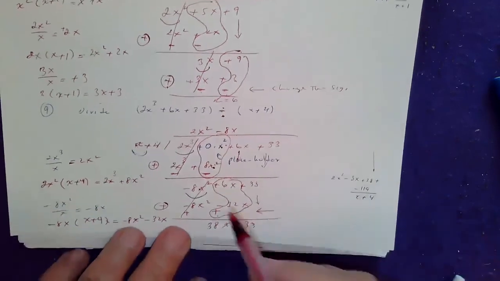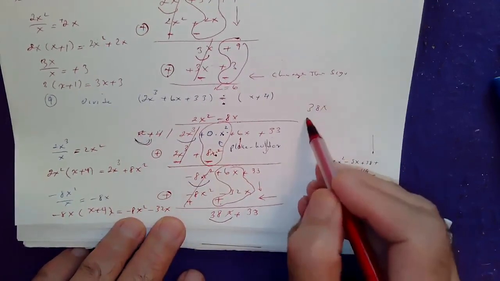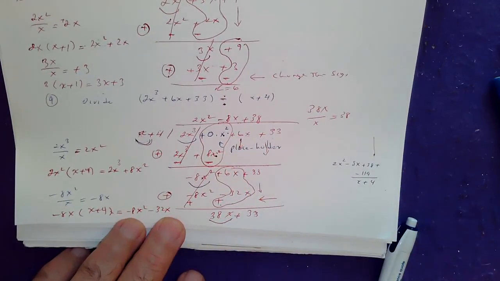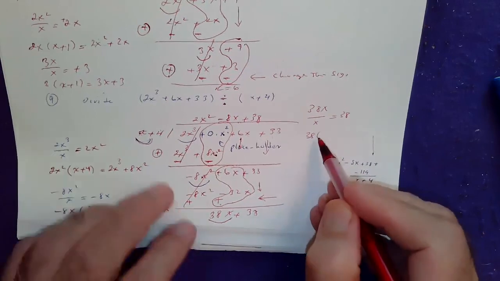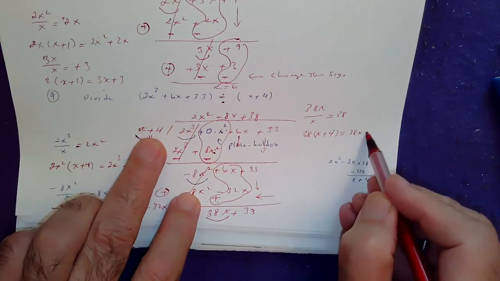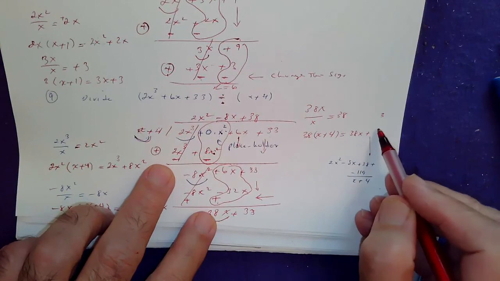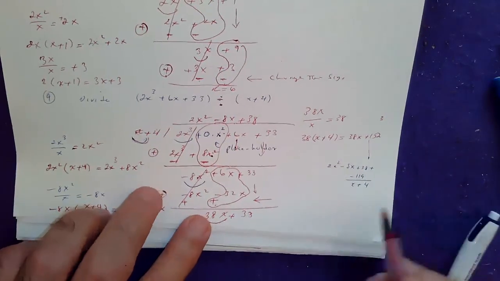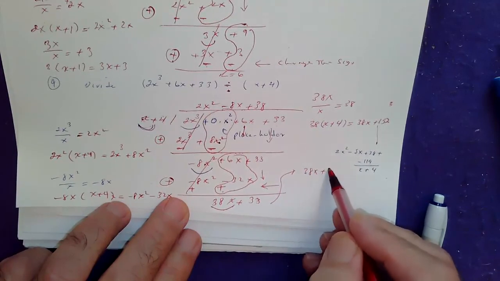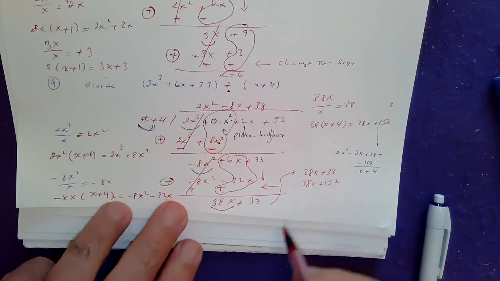Okay, we still have one more step to go. x goes into 38x 38 times, so that goes and sits right there. Now I have to multiply 38 by the entire divisor, which is x plus 4. So that's 38x plus 152. Let me just write it over here: 38x plus 33. I came up with 38x plus 152.